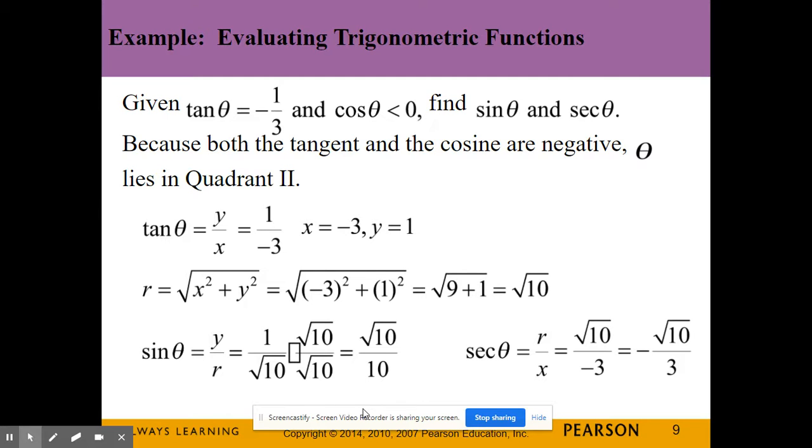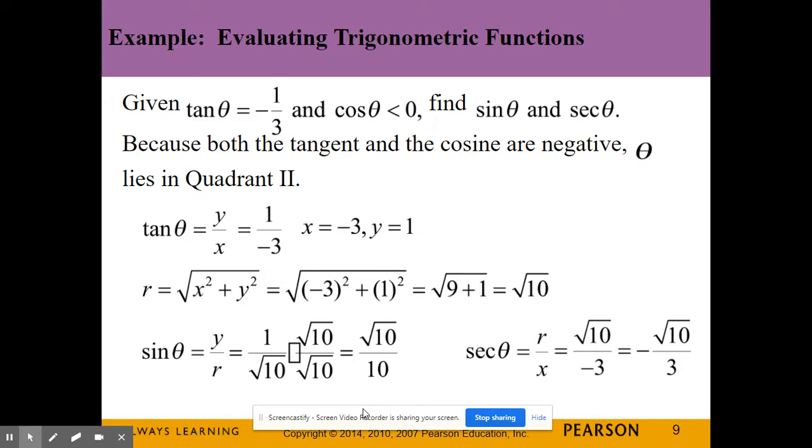Now we're going to evaluate a trig function. So given that tangent is negative 1/3 and cosine is negative, find sine and secant. Because both tangent and cosine are negative, it has to be in quadrant 2. So if we know that, then we can say, all right, well, tangent is y over x. So it's 1 over negative 3. X is negative 3, y is 1. How do we know that the x is the one that's negative? It's because the cosine is given as a negative.